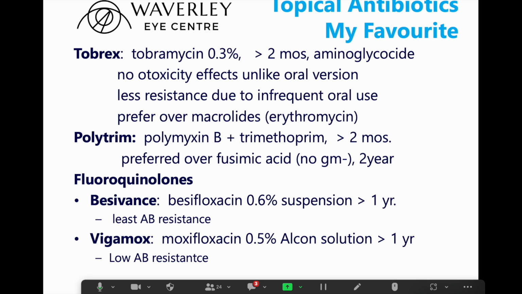Favorite topical antibiotics. These are mine, just my personal opinion of what I often use. I will use Tobrex often. Bacterial conjunctivitis responds pretty well to that. For kids, I'll often use Polytrim. It's a really mild drop antibiotic that works quite well, particularly in really young ages, down to 3 months.